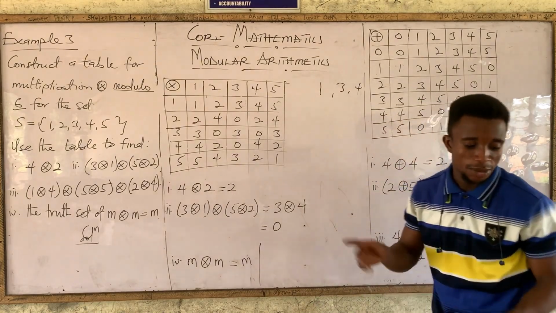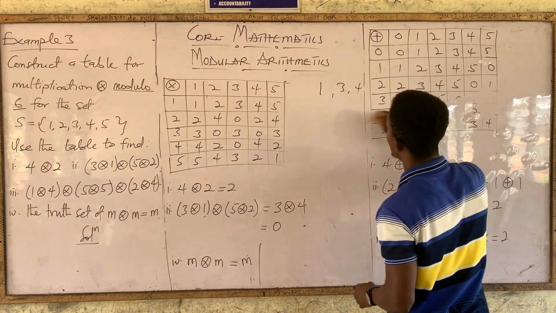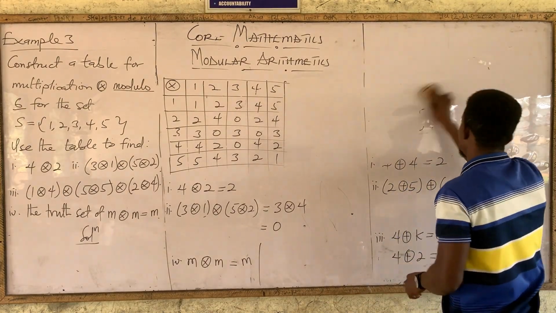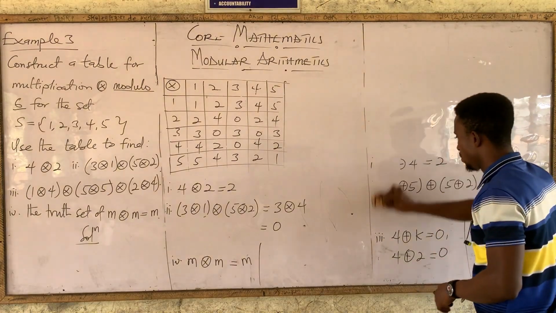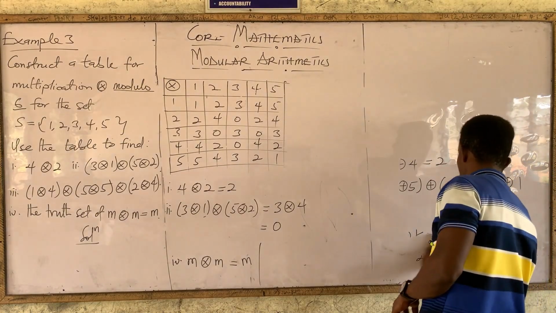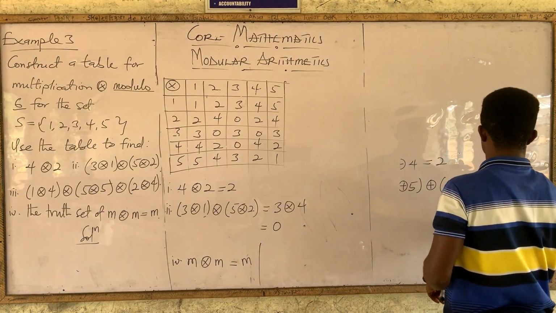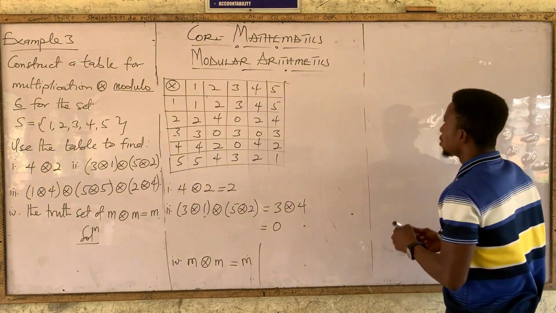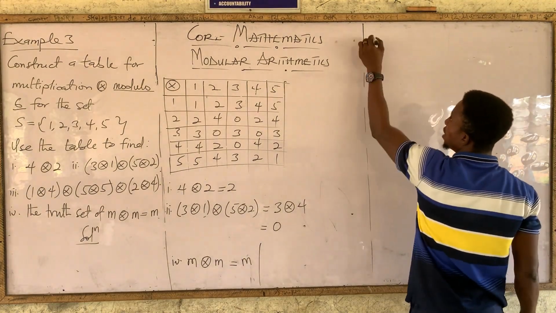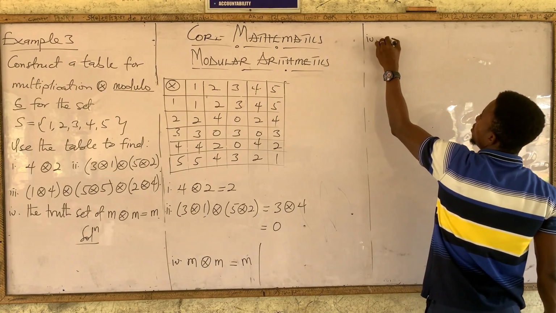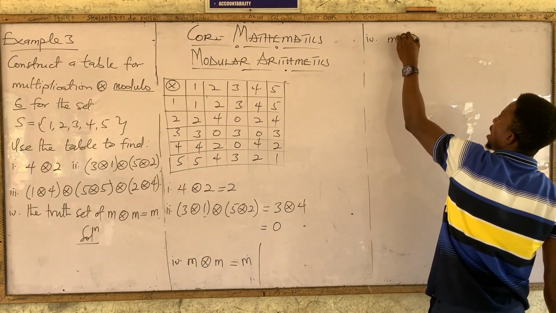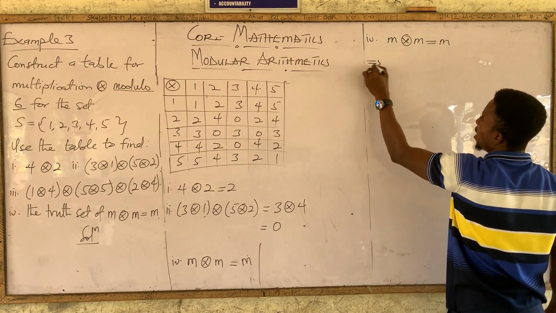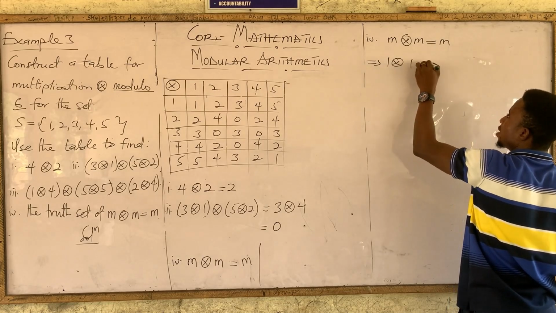I don't want to do it here. Let me do it here. So now, we said n by m is equal to n. Now we are saying that 1 by 1 is equal to 1.